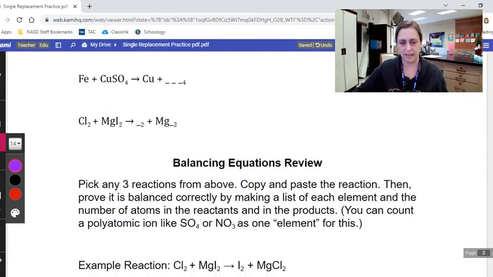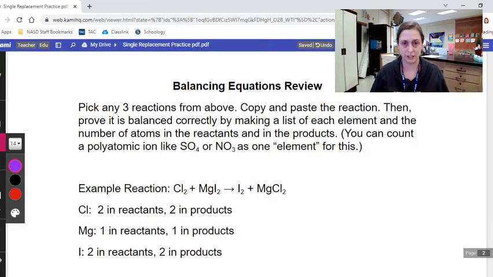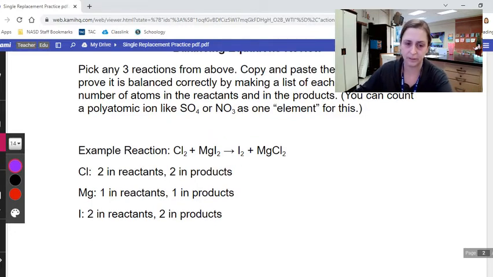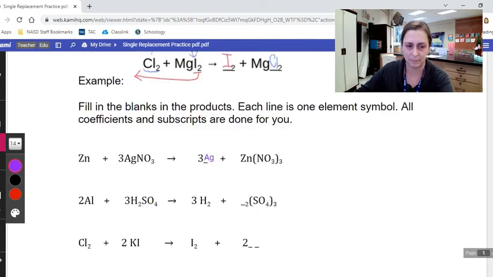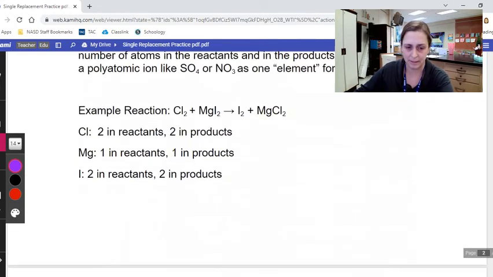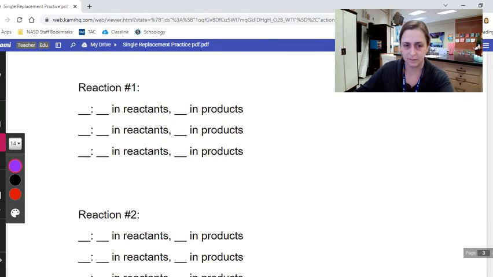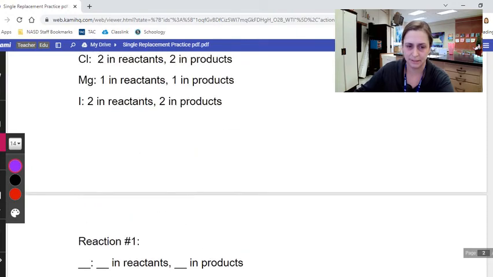When you're done all your reactions, there's a balancing equations review. I ask that you simply try your best with this. It is something we worked on previously, but I know it was a difficult skill. So just take a look, follow my lead. You're going to take any of the reactions up here, copy them and paste them down to be your reaction number 1, your reaction number 2, and your reaction number 3.